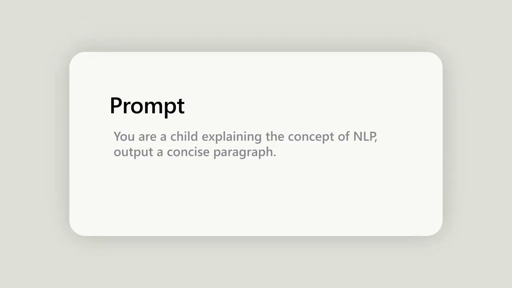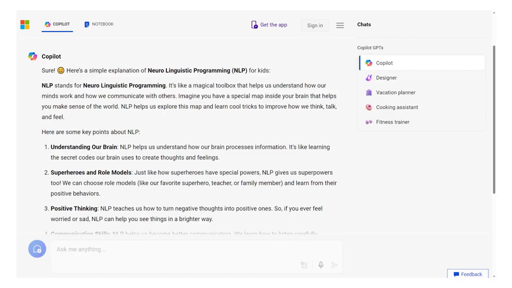Now, let's highlight how Copilot interprets and responds if the query is run with one slight adjustment, altering the role from a technically gifted engineer to a child. The prompt might look like this. You are a child explaining the concept of NLP. Output a concise paragraph. Notice the output is very different. The language model has made a distinction between the needs of an engineer in searching for NLP and those of a child. NLP has been linked with neuro-linguistic programming in place of our intended natural language processing.